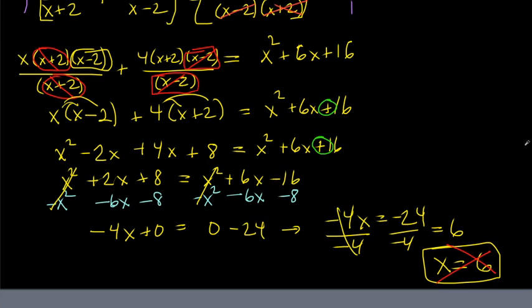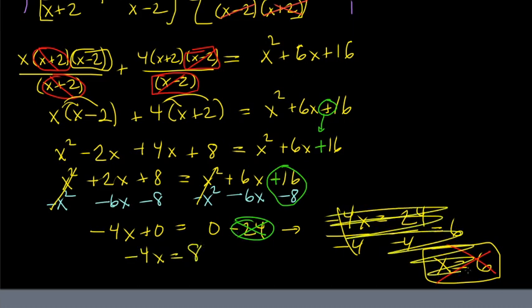Let me use a different color here to make sure. So let me show you my mistake. This is a plus 16, so change that to a plus 16. This changes to a plus 16, and then 16 minus 8 is positive 8. Okay, so I think everything else was correct. It's negative 4x equals 8, not negative 24. Okay, so that was my mistake. So when you divide by negative 4, you get x equals negative 2.